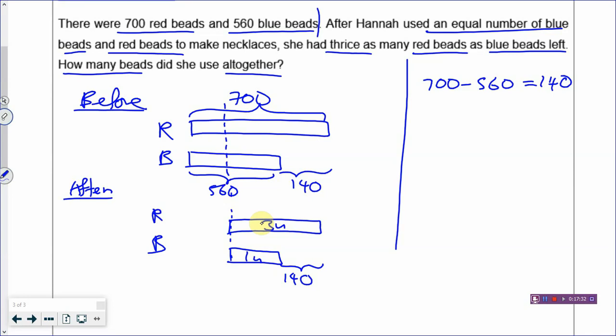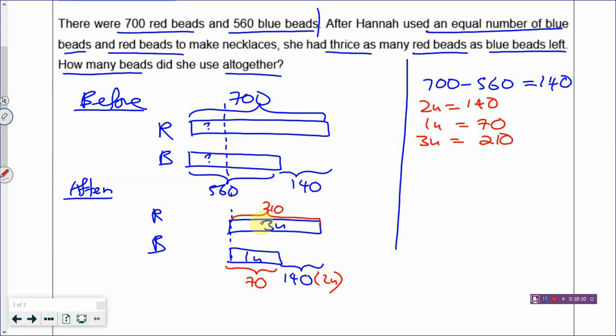Alright, so how many beads did she use altogether? So once again, you have to find the question marks and you add them together. Alright, and now we can solve the problem without looking at the problem. So if you look at the after model, can you see how many units more is the red than the blue? 2 units more. So your 2 units is equal to 140, and your 1 unit is equal to 70, right? And then you can find a lot of things. You can find 1 unit, which is 70, and you can find 3 units, which is 70 times 3, 210.